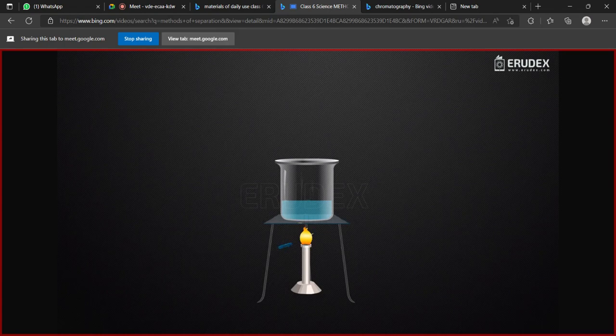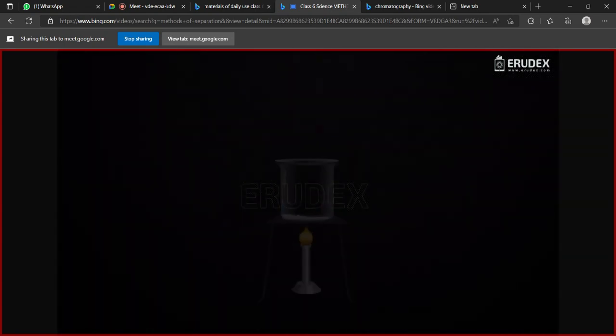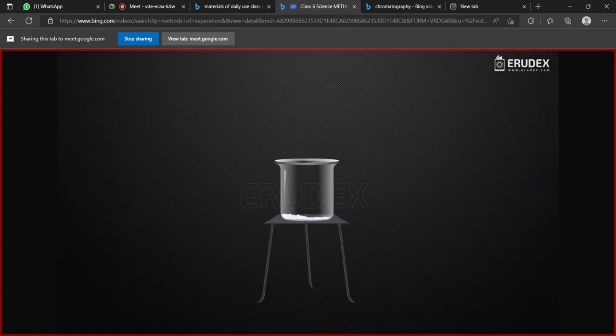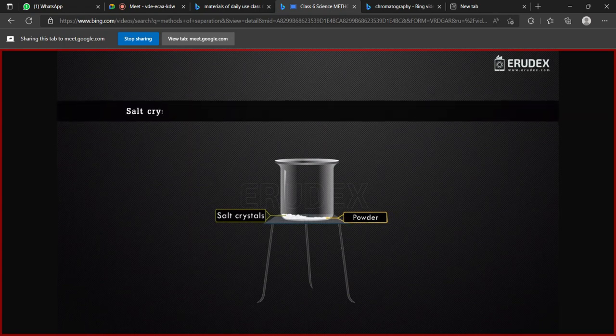Heat the solution till the total water in the beaker gets evaporated. Finally, we find that salt crystals and powder left in the beaker. Thus, the salt crystals are separated from salt water. This process is known as crystallization.